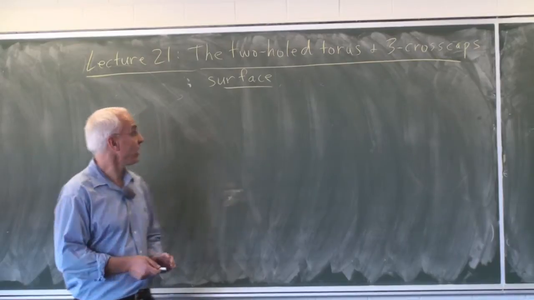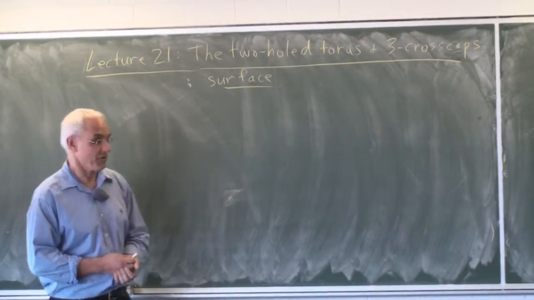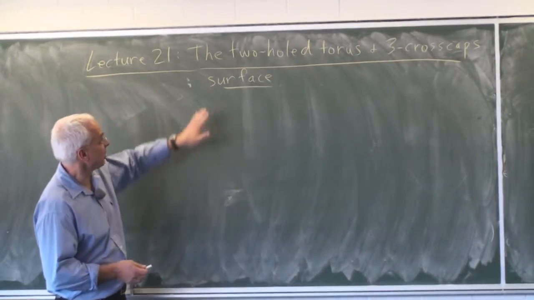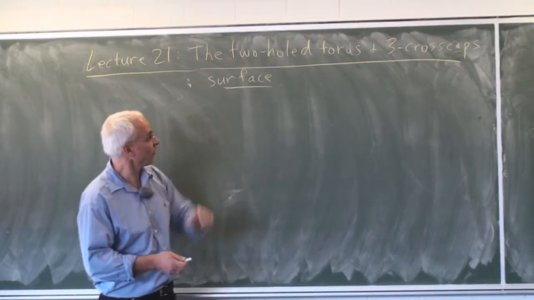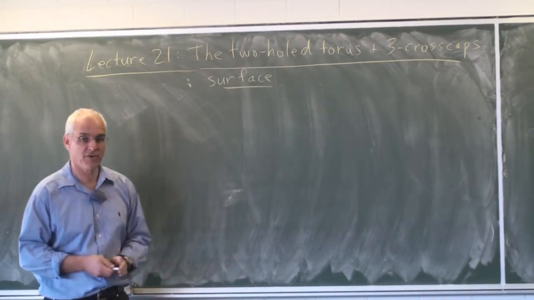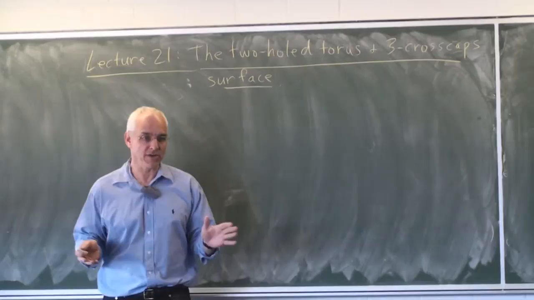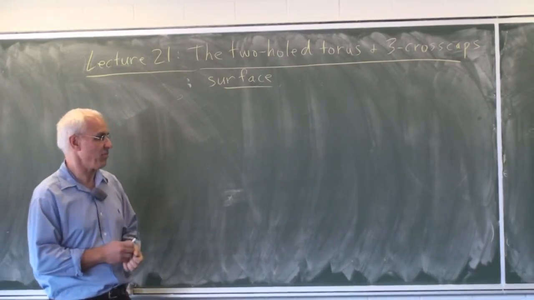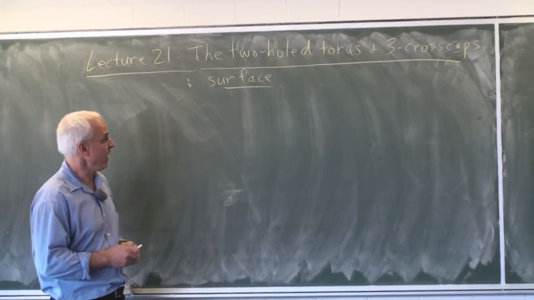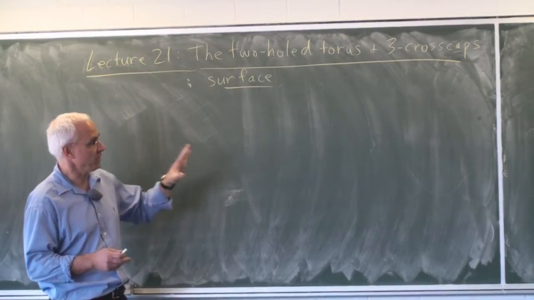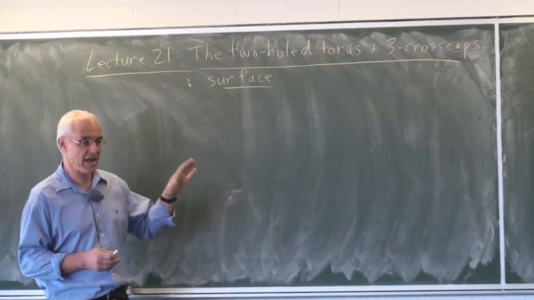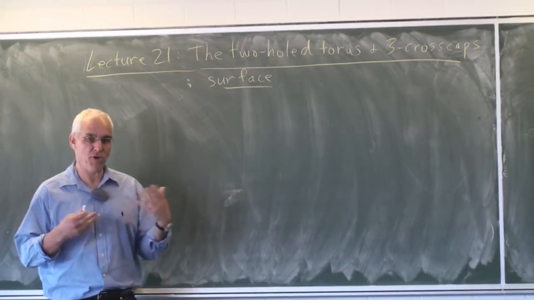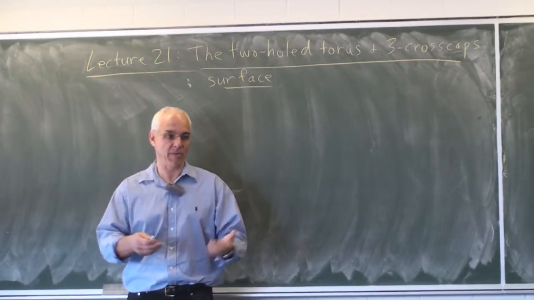All right, so welcome to lecture 21 of this course on algebraic topology. Today we're going to talk about the two-hole torus and the three crosscaps surface. So what I want to do now is take the hyperbolic geometry that we've very briefly sketched in the last lecture and show how a lot of the surfaces, all the ones with negative Euler characteristic, can be put into a framework within hyperbolic geometry.